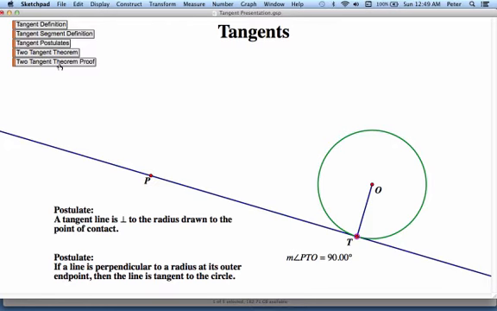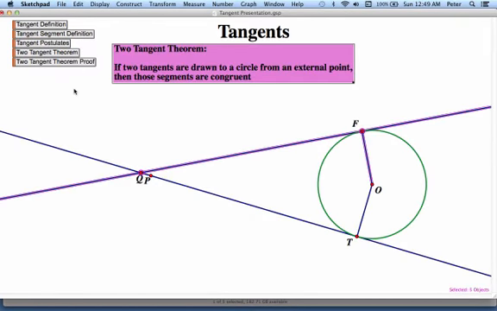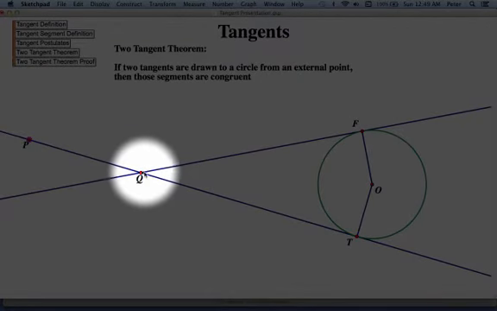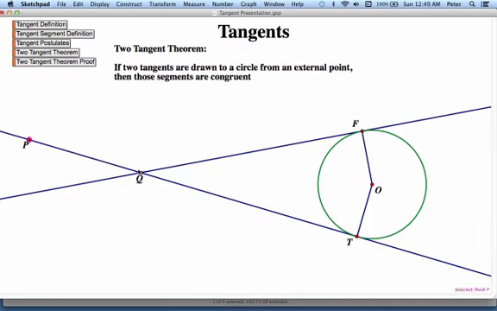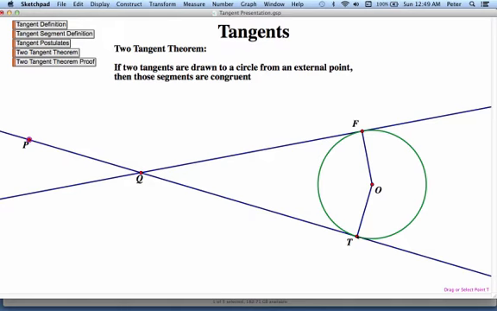But let's take a look at one more theorem that's going to come up a lot as well, and that's the two-tangent theorem. The two-tangent theorem tells us that if two tangents are drawn to a circle from an external point, then those two segments are congruent. So in other words, if I draw a tangent from Q to one point F, and I draw another tangent from Q to a point T, QF and QT are going to be congruent.